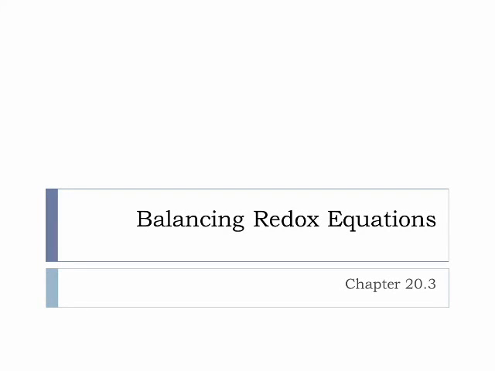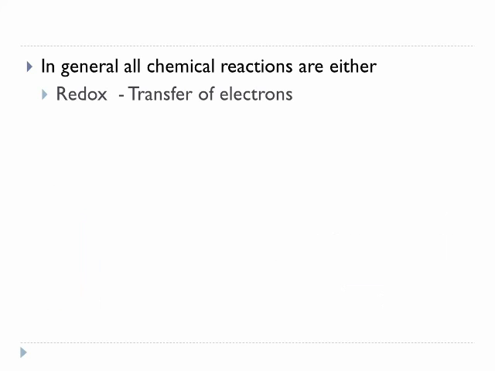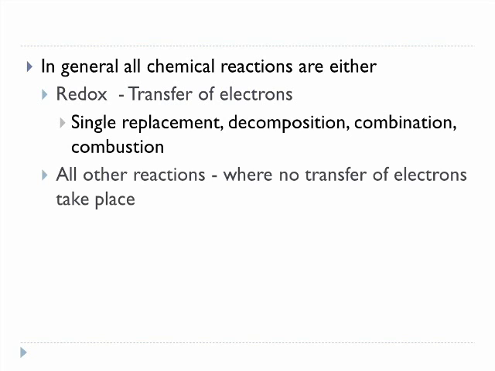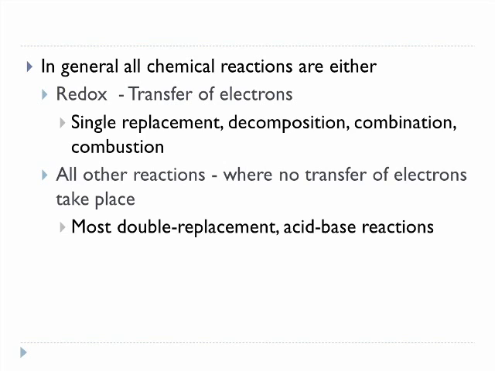Balancing redox equations. In general, all chemical reactions are either redox, which means a transfer of electrons, for example single replacement, decomposition, combination, and combustion reactions, or all other reactions. The other reactions are where no transfer of electrons takes place, and most double replacement reactions are other reactions or acid-base reactions.